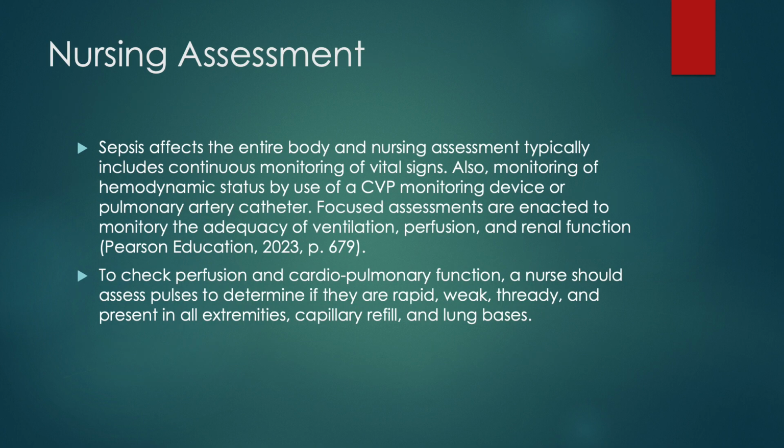For the nursing assessment, sepsis affects the entire body, and nursing assessment typically includes continuous monitoring of vital signs. Also, monitoring of the hemodynamic status by use of CVP monitoring device or pulmonary artery catheter. Focus assessments are enacted to monitor the adequacy of ventilation, perfusion, and renal function. To check perfusion and cardiopulmonary function, a nurse should assess pulses to determine if they are rapid, weak, thready, and present in all extremities, capillary refill, and lung bases. There are further notes about nursing assessment on another slide.